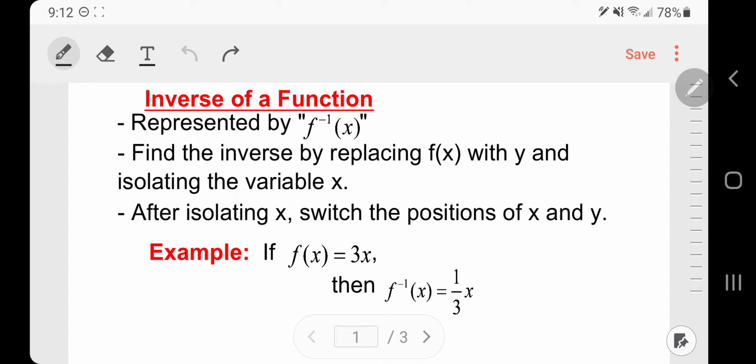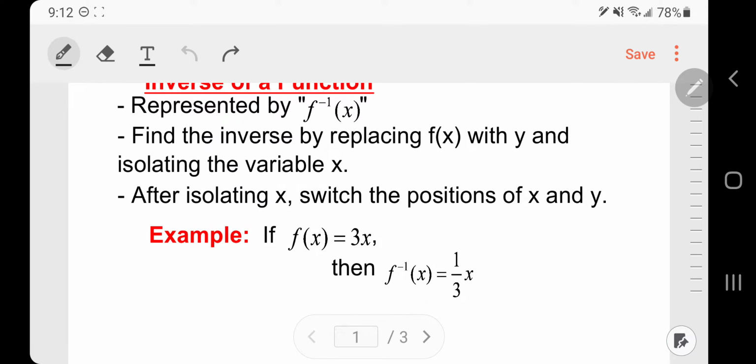So the first thing I like to do is rewrite anything I have wherever I have the function notation. I like to write with a single variable. Just makes the question a little bit easier to deal with. And then I'm going to isolate the other variable x, or our input x. After isolating x, we switch the positions of x and y and then write it using our inverse notation.